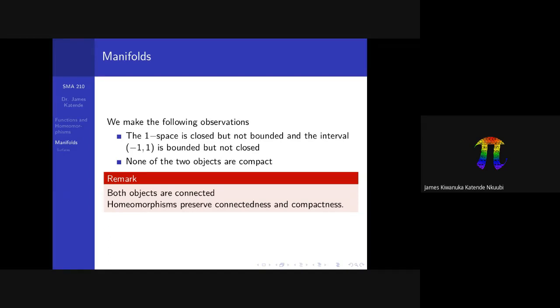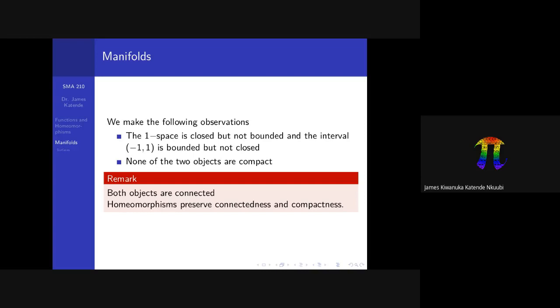The other thing we can notice here is that neither of the two objects is compact, because the real number line is closed but not bounded. For it to be compact, it must be both closed and bounded. The open interval from -1 to 1 is just bounded but not closed. So again, it is not compact. That maybe suggests that compactness must be preserved by a homeomorphism, and we shall see that later.